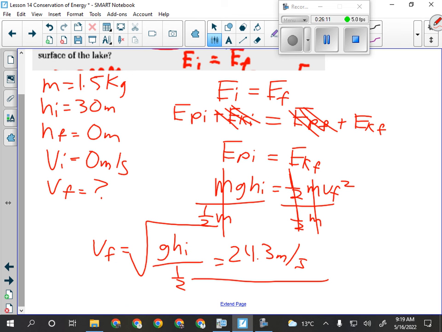Okay, what if instead of being dropped, someone threw it downwards? How would this question change? The initial speed could change. Right, the initial speed would be different. There'd be a value that's not 0 for it, which means it would have more mechanical energy, which means at the end it would be going even faster, right? Okay, because it would have this initial kinetic energy in addition to the initial potential energy.